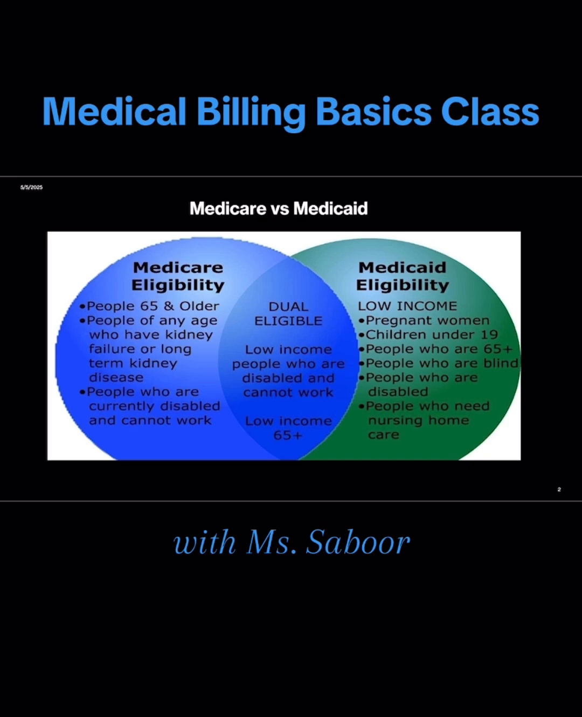Okay, and Medicaid, aka Medi-Cal if you're in California, is eligible for low income, pregnant women, children under 19, people who are 65 plus, people who are blind, people who are disabled, and people who are in nursing home care. Now, you can be dual eligible, meaning you can have Medi-Medi, and that's for low income people who are disabled and cannot work, and low income 65 plus, okay? So those are the similarities.